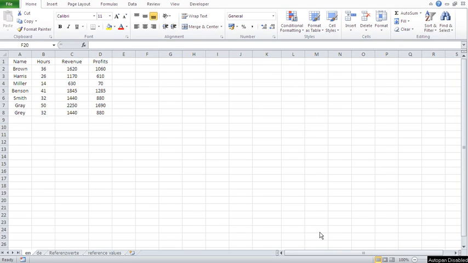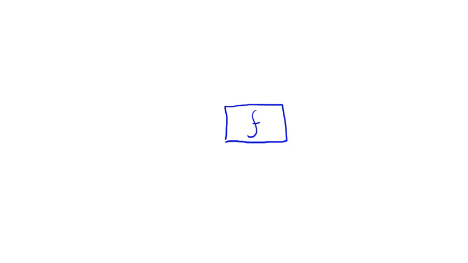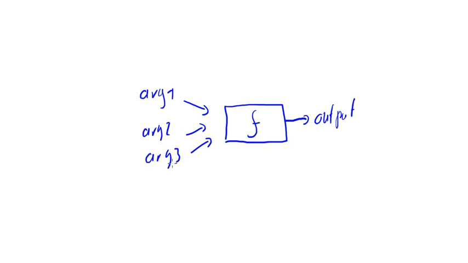Hi guys, in this video we're gonna deal with our first function in Excel. Now first of all, what is a function? Well, we can imagine a function as a sort of black box, and it has a specific output and certain inputs. These inputs are called arguments. So for instance, this is argument 1, this would be argument 2, and this would be argument 3.